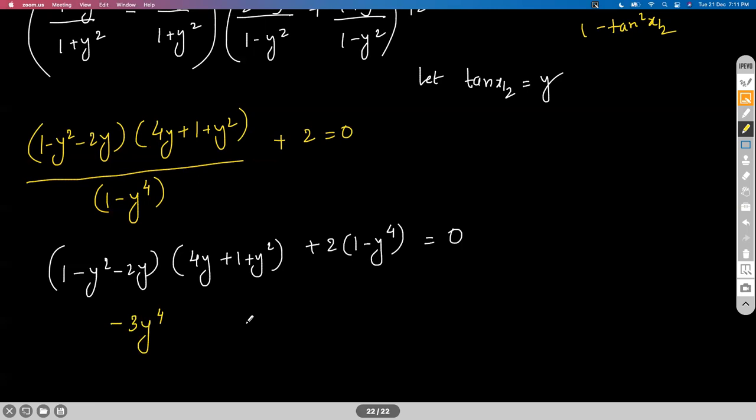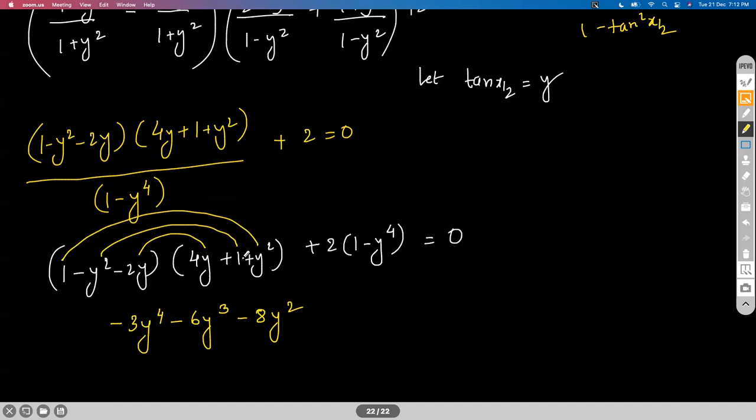Okay. Will there be any y cube term? Check. Yes, so I think the y to the power 3 term will be coming from these two, correct? And these two. So if I'm not mistaken, that will give you minus 6 y cube. Am I right? Okay. What about the y square term? Will I be getting a y square term? Yes, I'll be getting the y square term from here, from here, from here. So that will be giving you minus 8 y square, because minus y square and plus y square will get cancelled with each other, and you'll be only left with minus 8 y square.